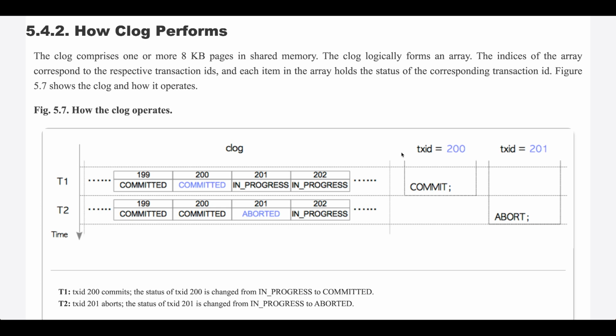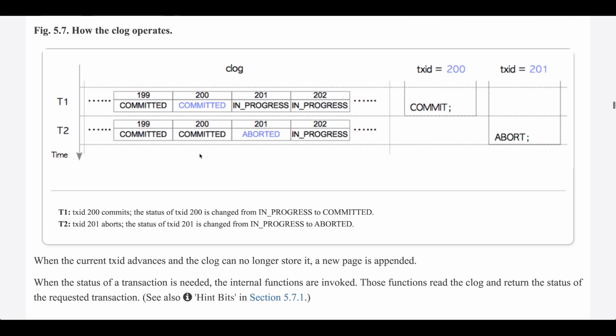5.4.2 How clog performs. The clog comprises one or more 8 kilobyte pages in shared memory. The clog logically forms an array. The indices of the array correspond to the respective transaction IDs, and each item in the array holds the status of the corresponding transaction ID. Figure 5.7 shows the clog and how it operates. So it's the clog.